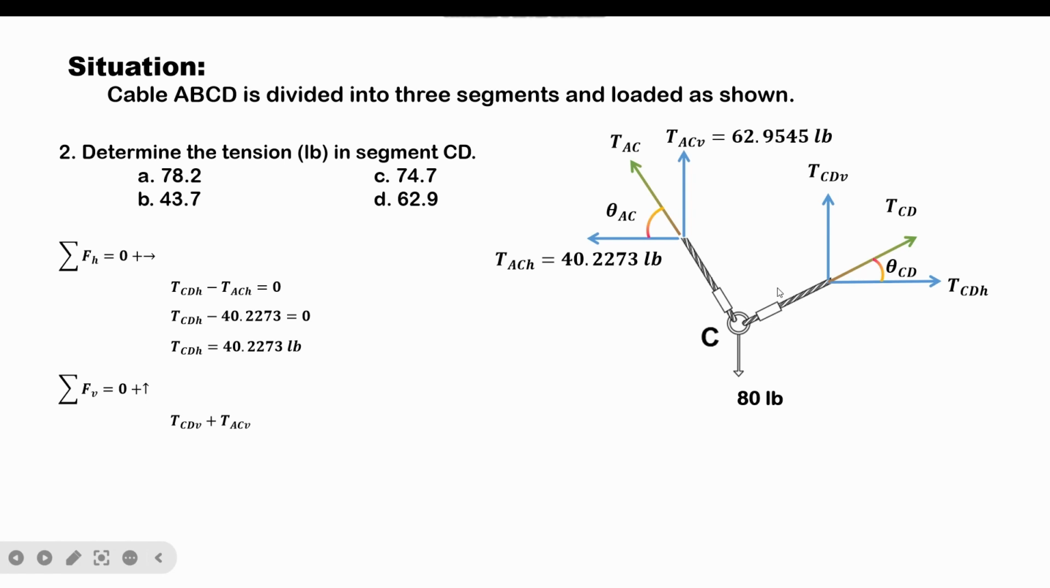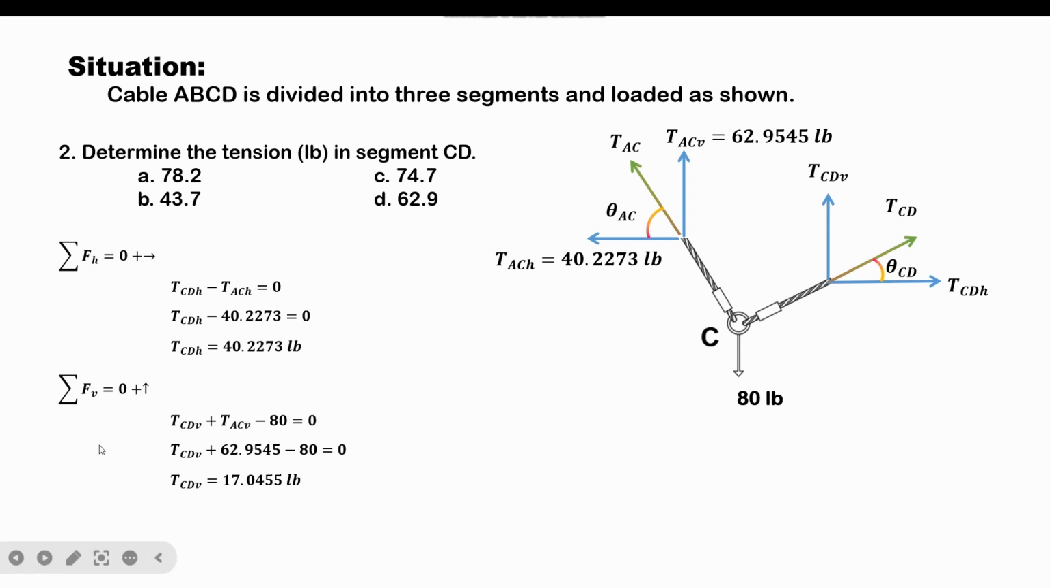If we look at joint C, there is one last vertical force that will be involved, and that is the external force, 80 pounds. This external force is acting downward, so that's why we will have here negative 80 equal to 0. So if we substitute the values of the known variables in this equation, we will come up with this equation: TCDV plus the value of TACV, which is 62.9545, minus 80.